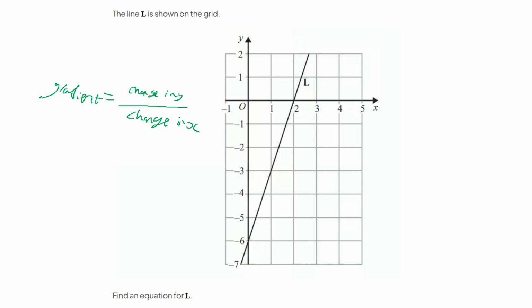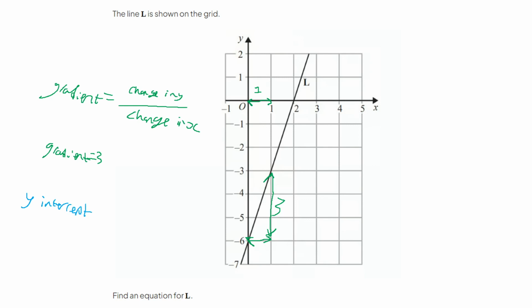The easiest way to look at this is we know that from here to here is 1. And for every 1 x that we're moving, how much are we moving up? So for here, we're going up 1, and you can see that we're going up 1, 2, 3. And so therefore, the gradient is equal to 3.